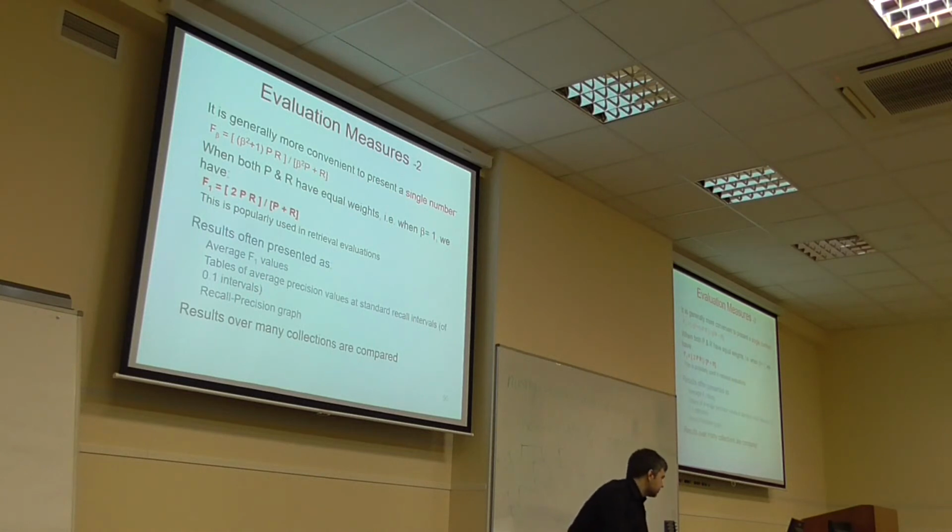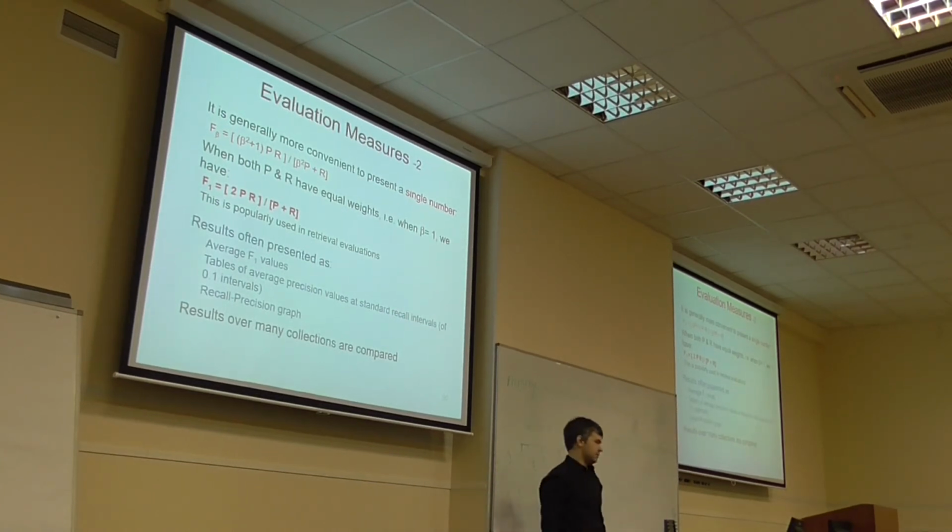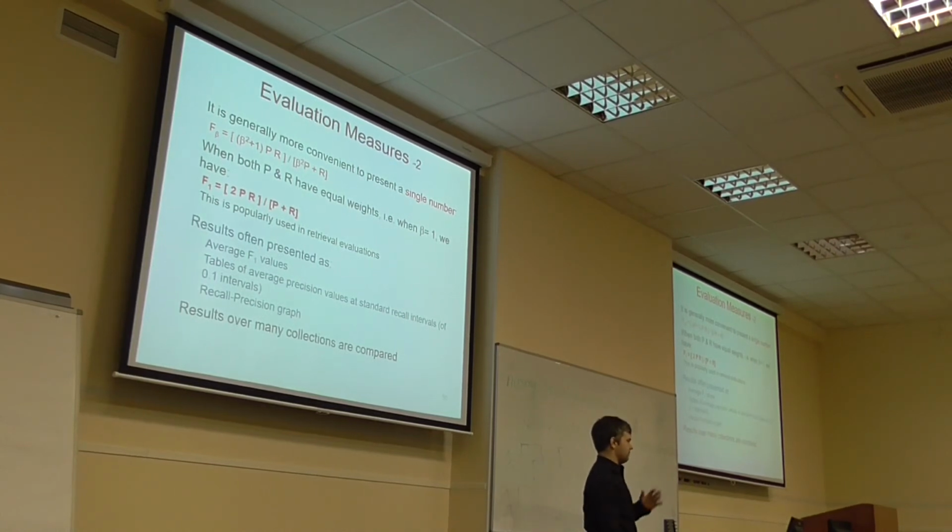We can also present these results as, for example, an average F measure. We can compute F measure for one category, for another category, for all of our categories if we have many, and then average them and get the average F measure. Or we can build the recall-precision graph, like a table showing in which case precision grows and recall drops, and so on, so we can analyze the results, not only by one measure.